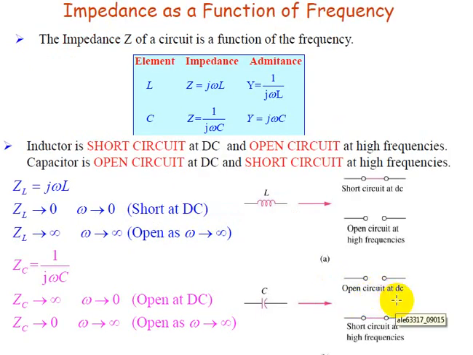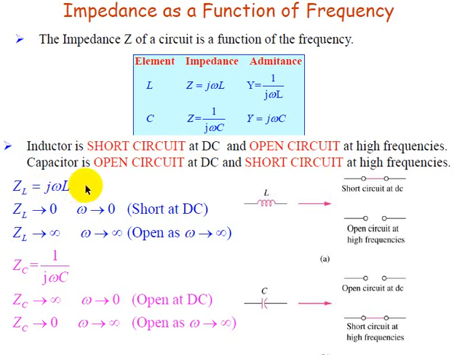Now let's learn something interesting, which is the DC response and the high frequency response of AC circuit elements, especially the inductive response and capacitive response. The inductor will be treated as a short circuit at DC. Why? At DC, what is the frequency? Omega.